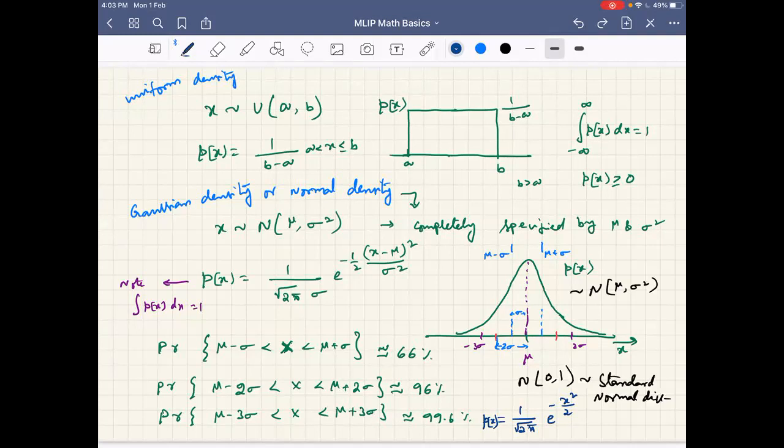Say, for example, if you want to know the integral from mu to infinity, you can see that it is half. Similarly, from mu to minus infinity is also half, or any region in this PDF can be integrated with the help of the tables that are available for the integrals on the standard normal distribution.